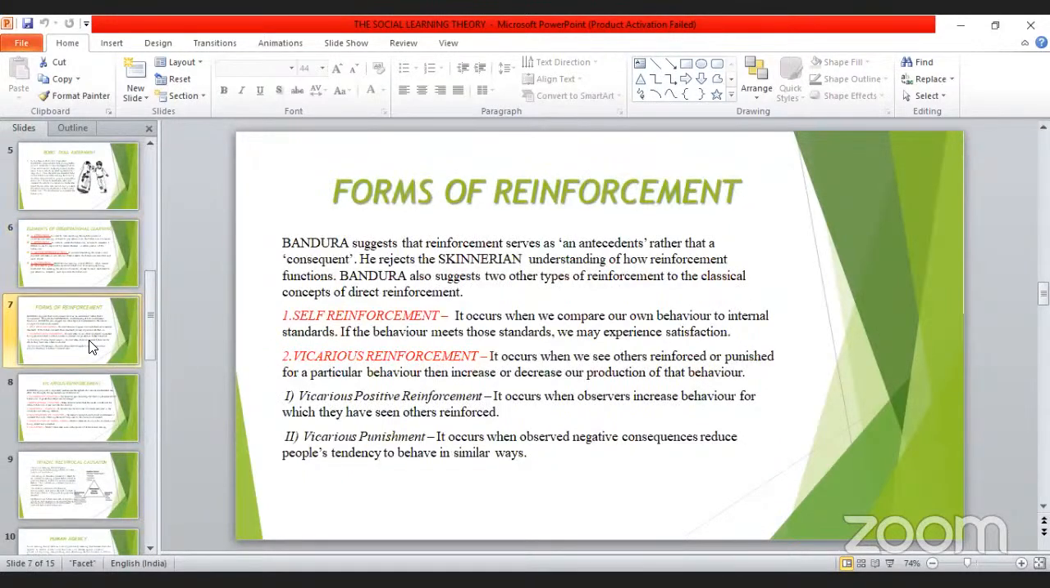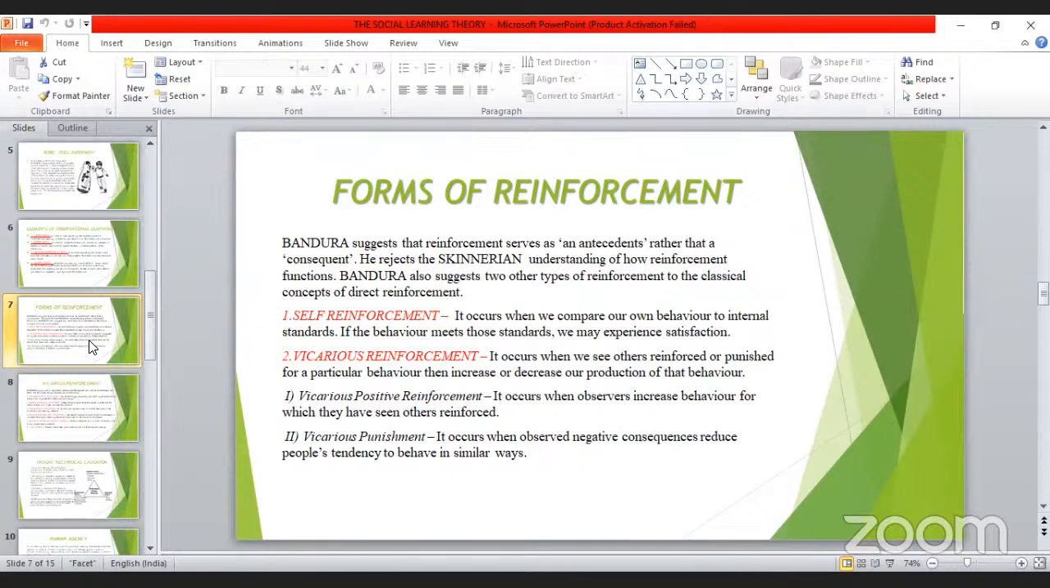Next is forms of reinforcement. We already learned what reinforcement is. Reinforcement is a condition where learned behavior can be increased and unlearned behavior can be learned. So it helps us to develop desirable behavior. Reinforcement is a condition which helps us to increase the desirable behavior, right?